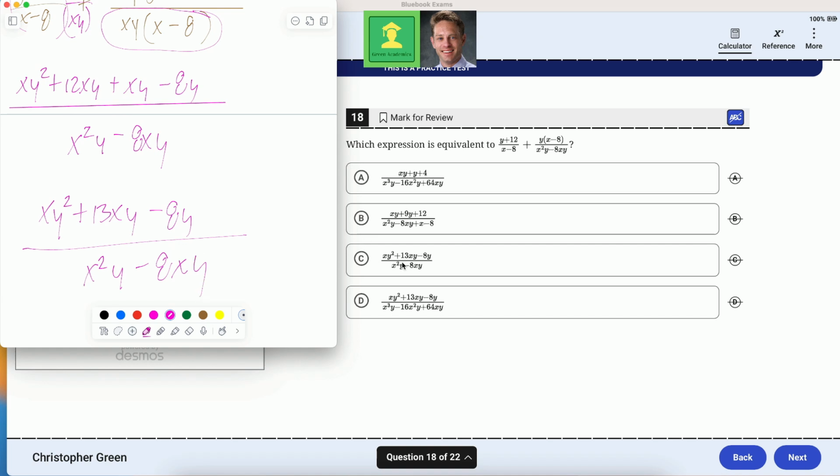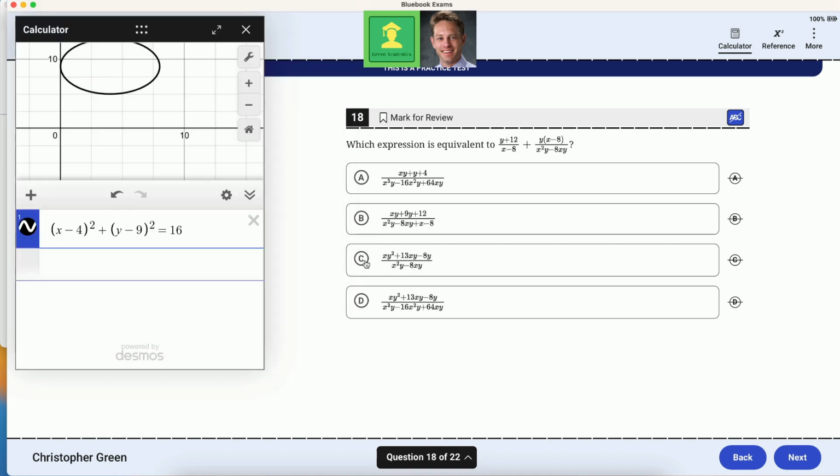Get that 13 on the top. It looks like it's C as in cat, just confirming. Yes.